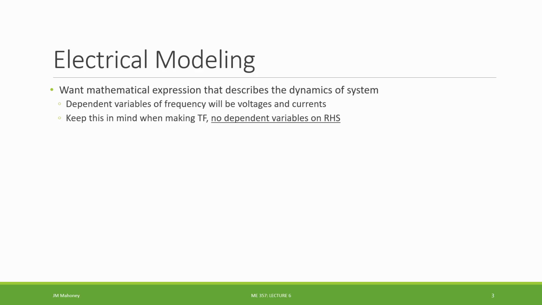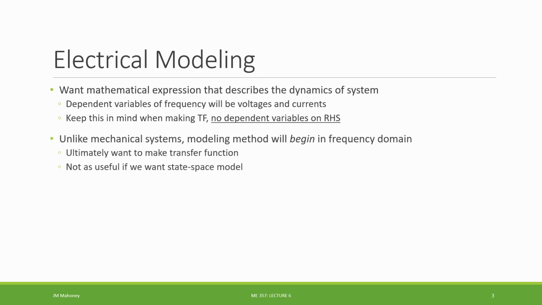Now, the approach I'm going to go through in modeling our electrical systems is different than what we did for the mechanical systems. In the mechanical systems, we went through a free body diagram. We used the free body diagram to create an equation of motion in the time domain that had a position term, a velocity term, and acceleration terms typically. And then we did a Laplace transform to get it from the time domain into the frequency domain.